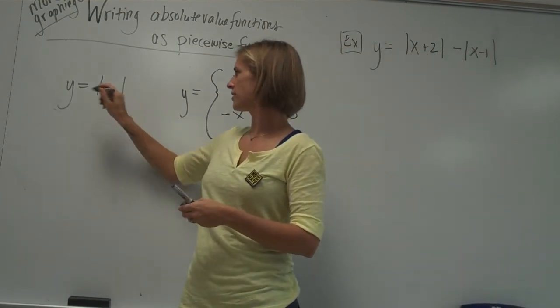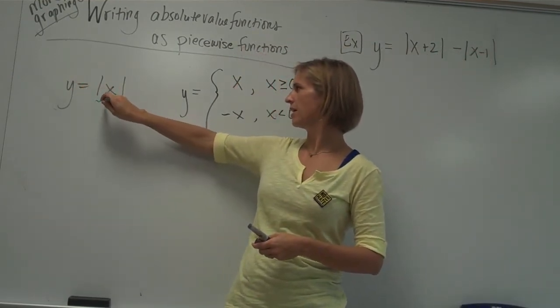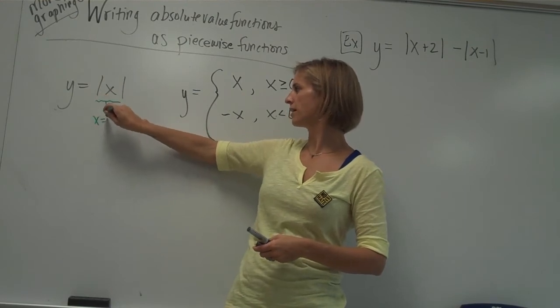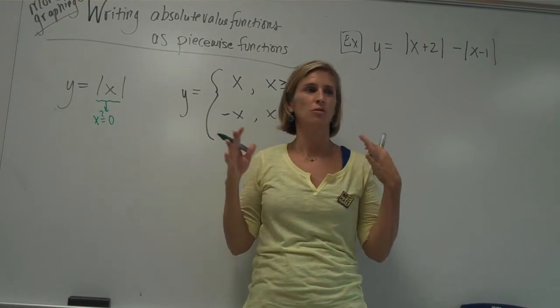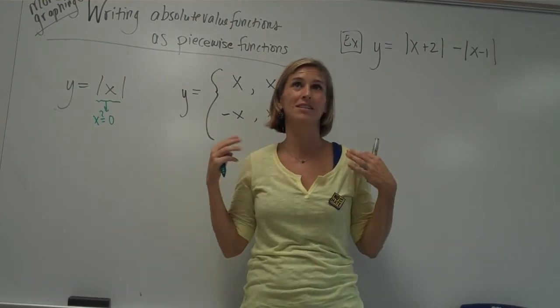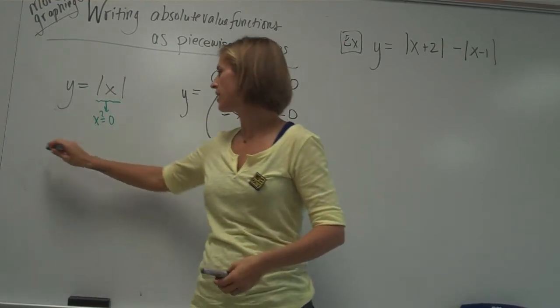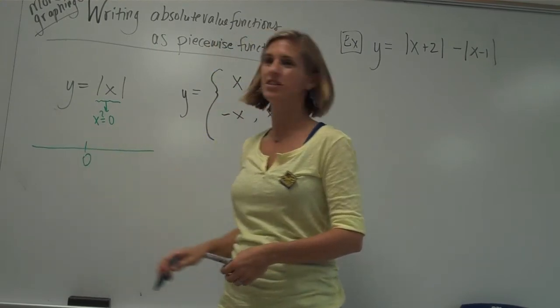What I do is I take my absolute value bar, and I figure out what would make the thing inside equal 0. Well, in this case, it's easy. What number makes that 0? 0. I make a number line, and I partition it at 0.